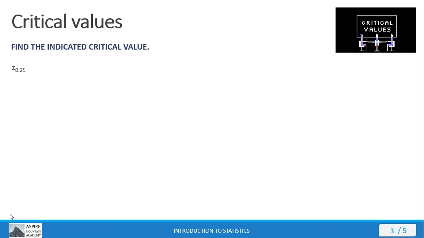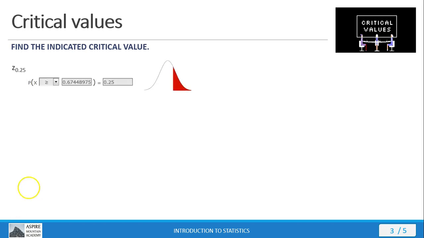Let's take a look at some example problems where we're calculating critical values. If we're asked to find the critical value for z sub 0.25, we could go into StatCrunch and do that. So why don't you do that? Open up StatCrunch if you don't have it open already. Get inside the normal calculator and see if you can calculate your critical value here. Then come back and we'll see how well you did.